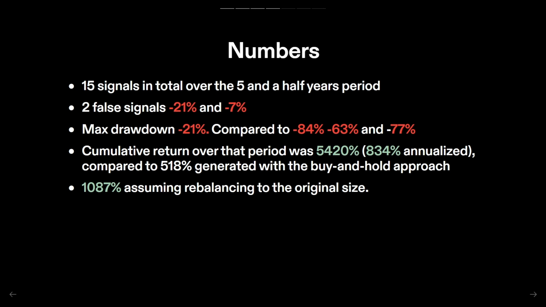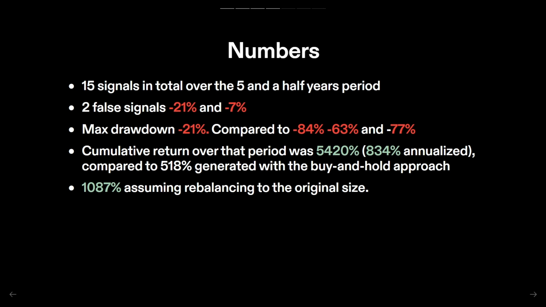Max drawdown of the strategy is -21%, compared to -84, -63, and -77% had you just adopted buy and hold approach. Cumulative return over that period was 5,420%, 834% annualized, assuming you reinvested every single cent that you've made or lost back into the strategy without rebalancing your original size. All of that compared to 518% generated with the buy and hold approach during the period of backtesting.